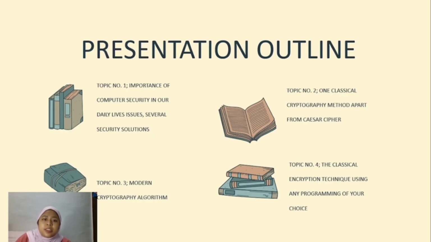This is the presentation outline. Topic number 1 is the importance of computer security in our daily life, issues and several security solutions. Topic 2, classical cryptography method apart from Caesar cipher. Topic 3, modern cryptography algorithm. And topic 4, the classical encryption technique using any program of your choice.